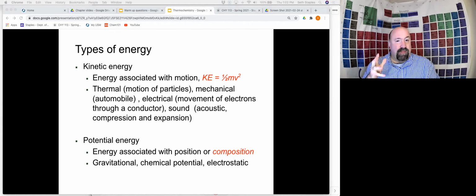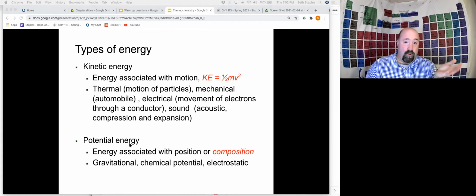There are lots of different types of kinetic energy. There's thermal kinetic energy, the motion of particles. That's the one that we'll be most often working with, especially later on in the course when we start to talk about things like the properties of gases and the nature of temperature. There's mechanical kinetic energy, like moving a car, electric, sound, other things like that. Again, we won't get to those as much in here, but we will be talking later on about thermal kinetic energy. For this unit, we're mostly going to be looking at potential energy.